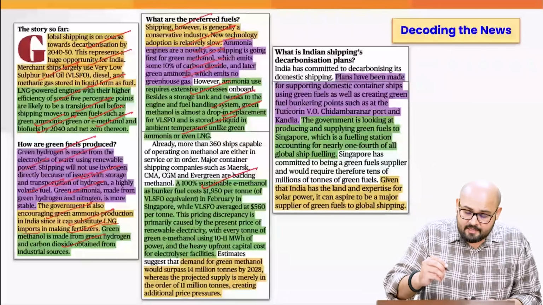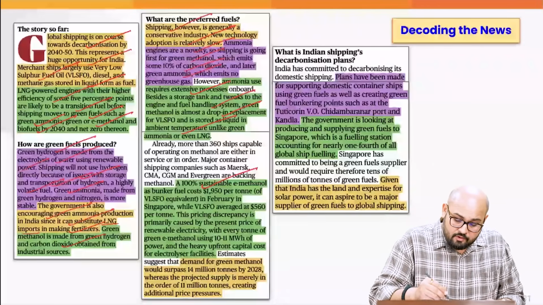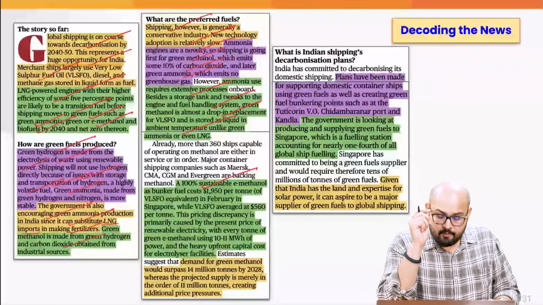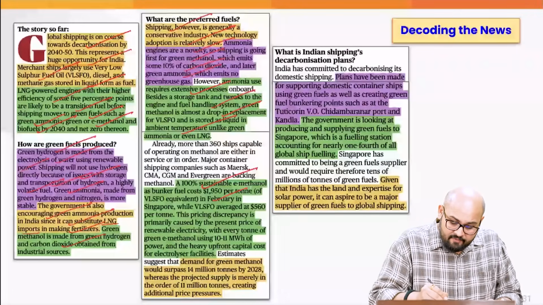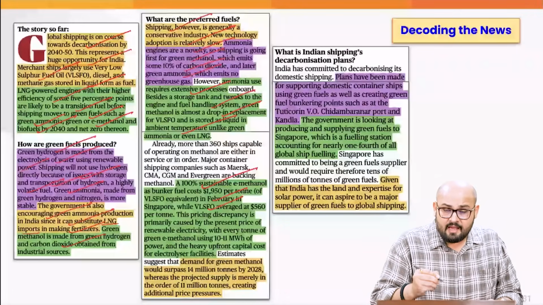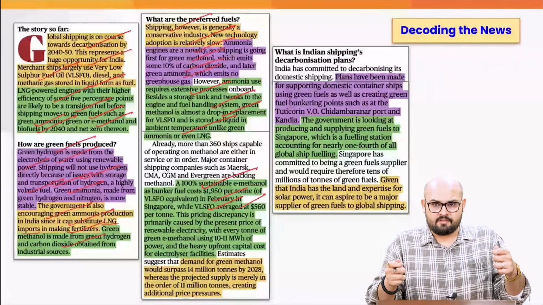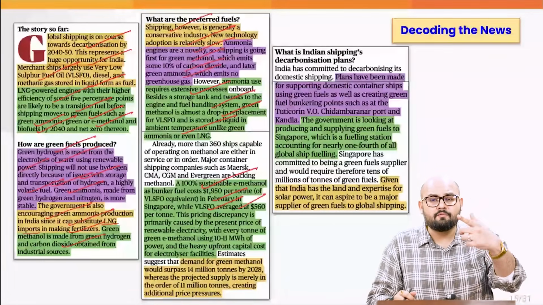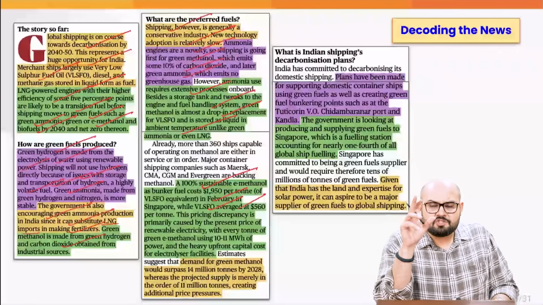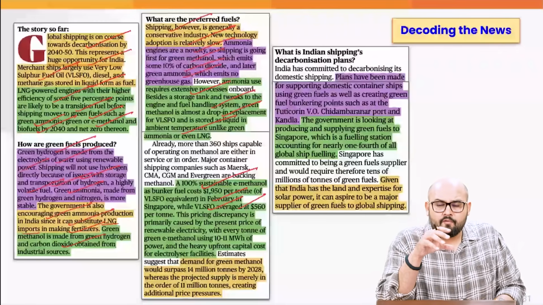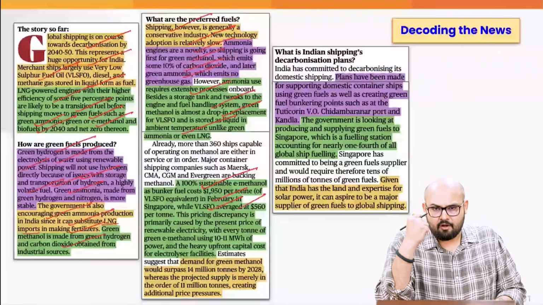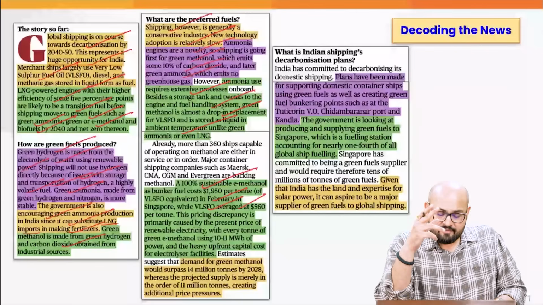100% sustainable e-methanol as bunker fuel costs almost $1,950 per ton in February in Singapore, while VLSFO averaged around $560. Look at the difference. It's almost 4 times. So if you want ships to go for this particular alternative of green methanol, you'll have to incentivize them, give them subsidies.